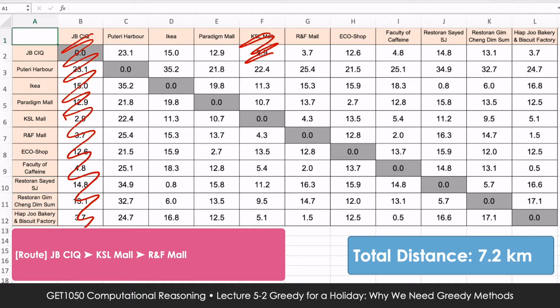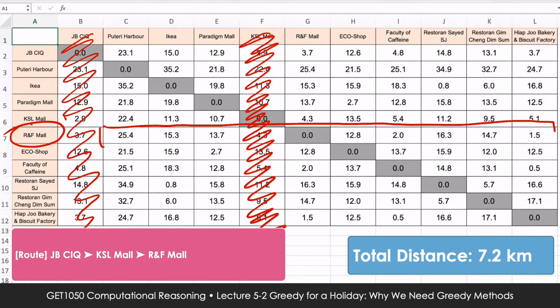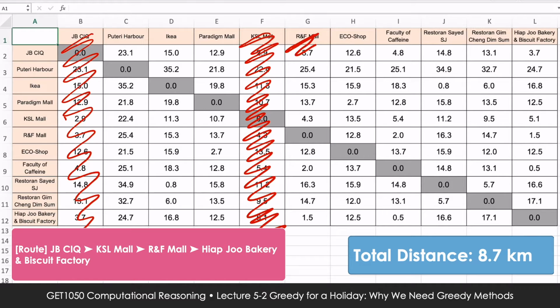Okay, so now we're at the R&F Mall. Where do we go next? Where's the next nearest location? Again, don't forget to cross out KSL Mall since we've already visited the place. Let's take a look. It is the Hyap Ju Bakery and Biscuit Factory. Okay, that is 1.5 km away. Okay, come, let's go there. Drive.